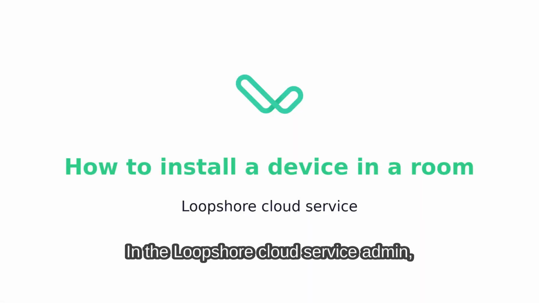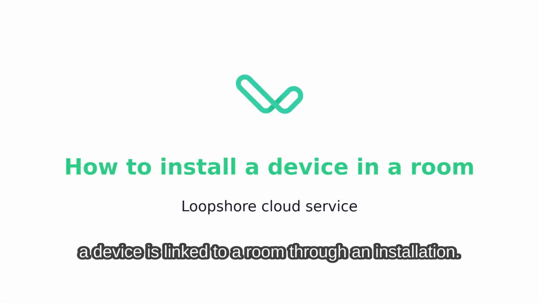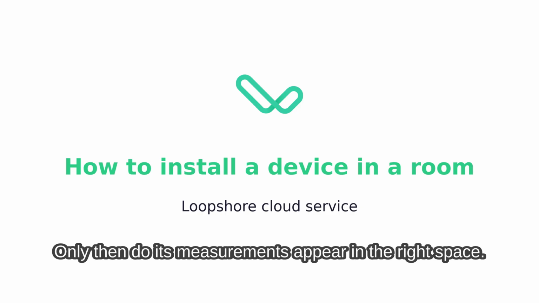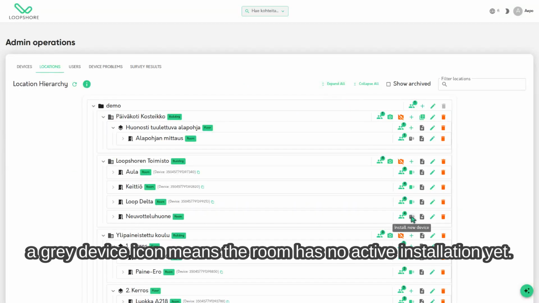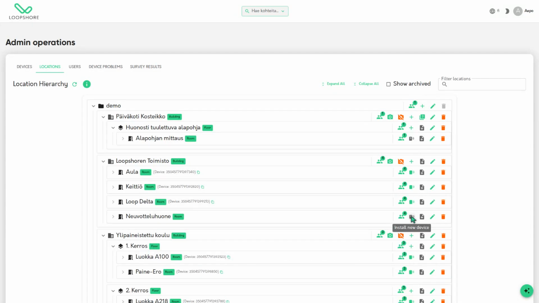In the Loopshore Cloud Service admin, a device is linked to a room through an installation. Only then do its measurements appear in the right space. A device's measurements appear in a room only once it's installed there. In the location tree, a gray device icon means the room has no active installation yet.